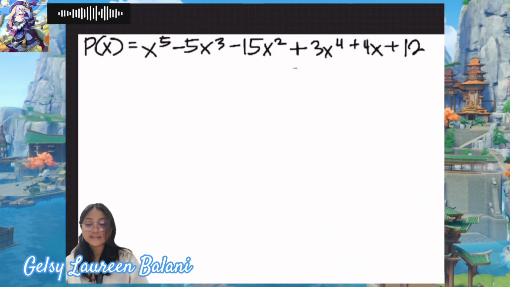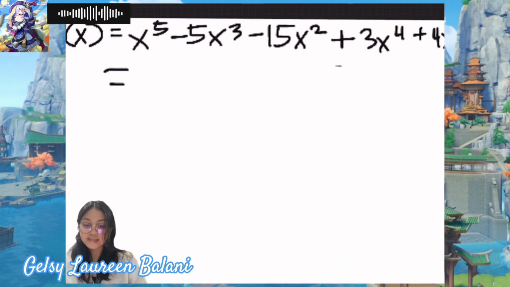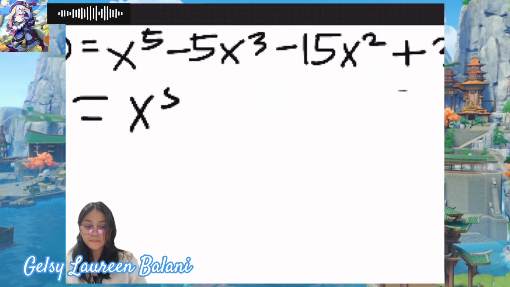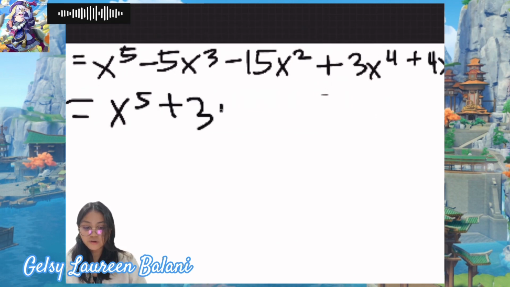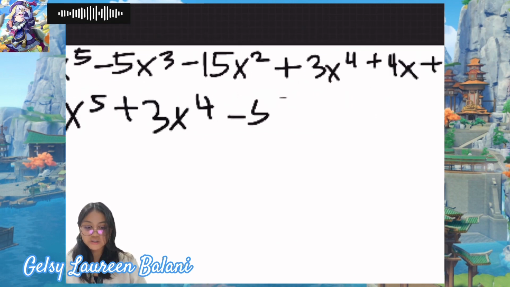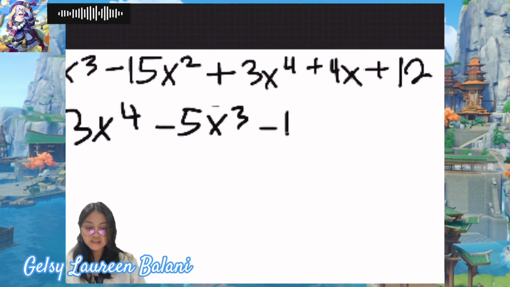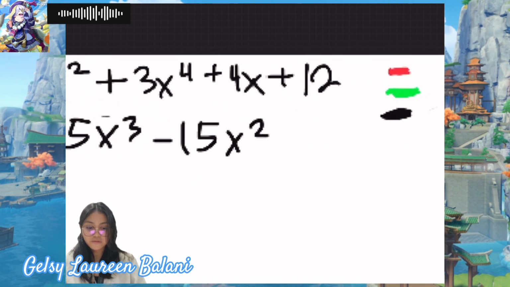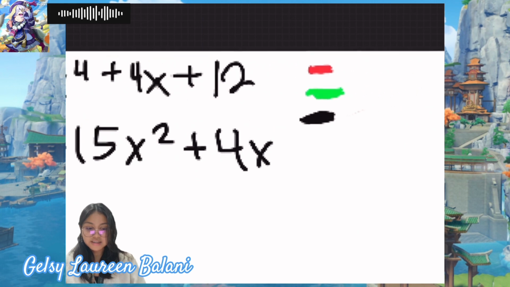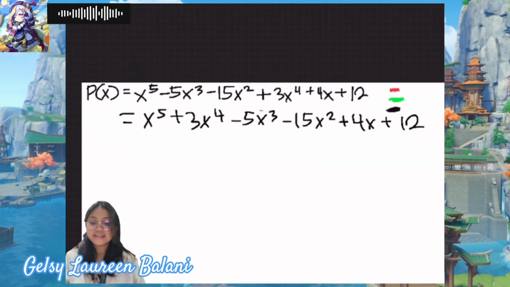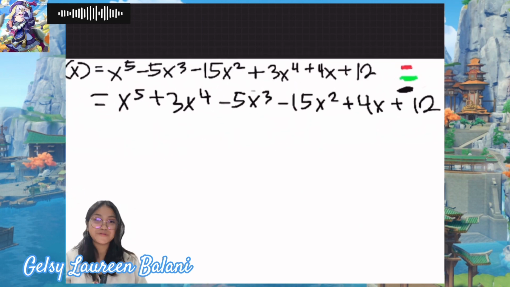What we're going to do first is, of course, put it in its standard form. Its standard form is going to be x raised to 5 plus 3x raised to 4 minus 5x cubed minus 15x squared plus 4x plus 12. There we go. Now, what we need to do next is to find the possible zeros.